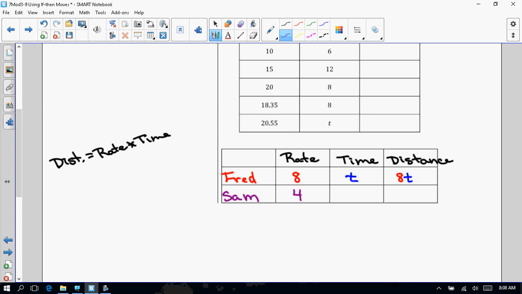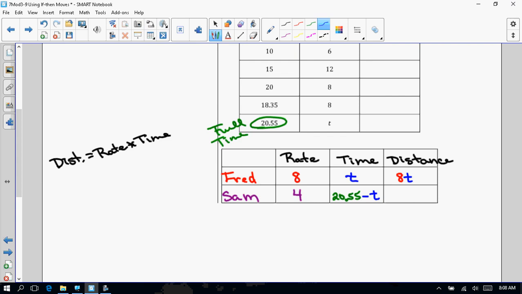Whatever time it takes Fred, because he's going to be biking for quite a while, subtract it from the original, the full amount. Remember, this is the full race up here, the full time that they're going to be racing. So if I take the 20.55 they're thinking it will take to complete this whole race, minus the time it takes for Fred, I'll have however long it's going to take Sam.